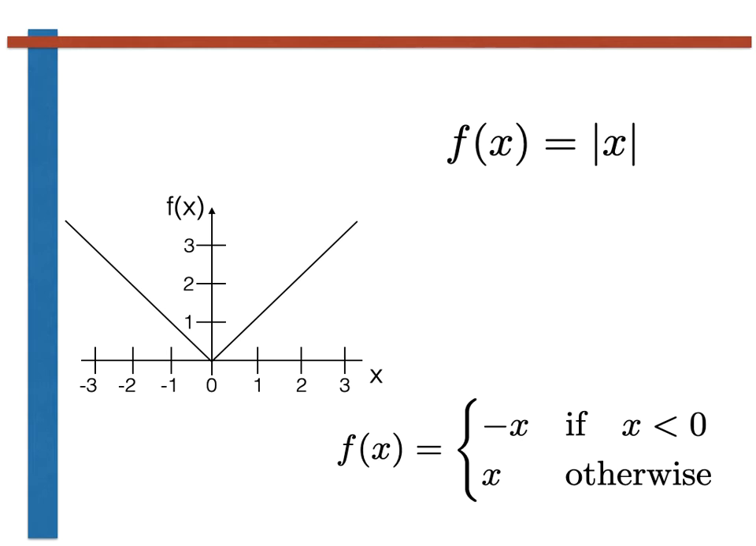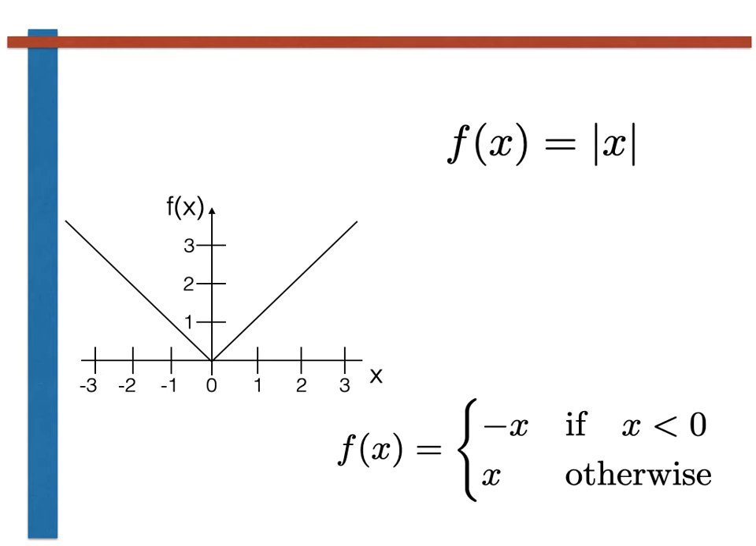If x is less than 0, i.e. if x is negative, then f of x is equal to minus 1 times x. If x is greater than or equal to 0, i.e. if x is not negative, then f of x is equal to x.